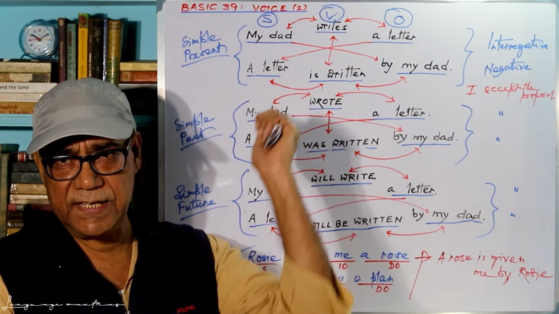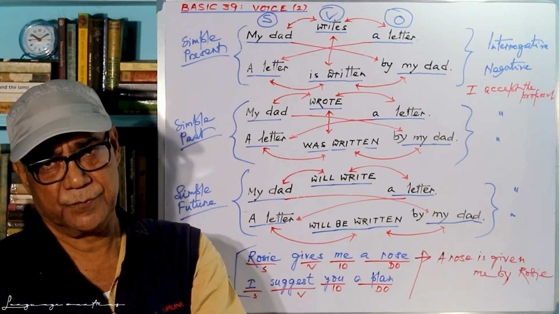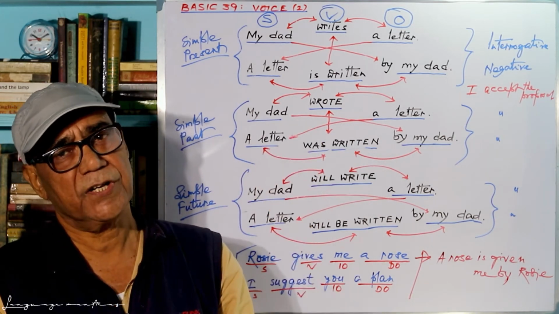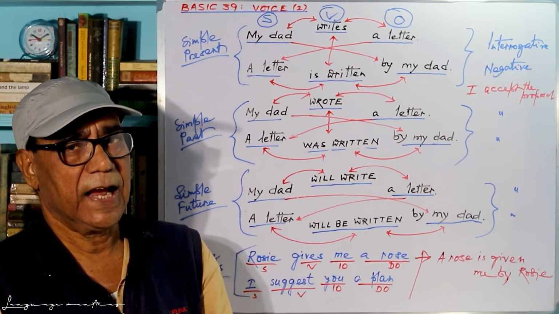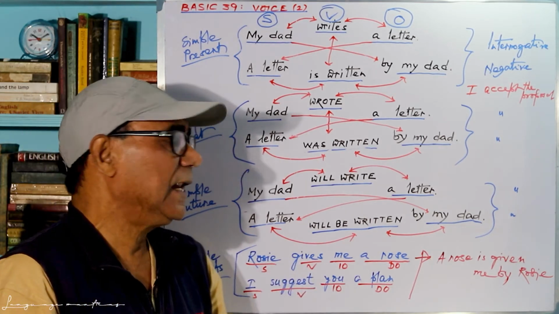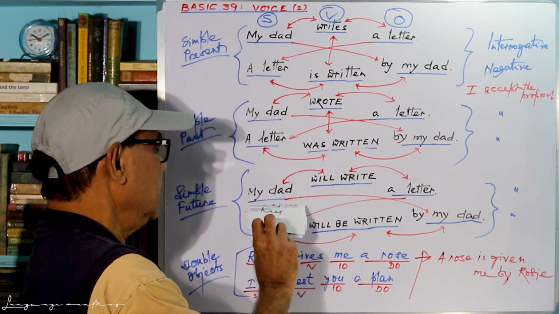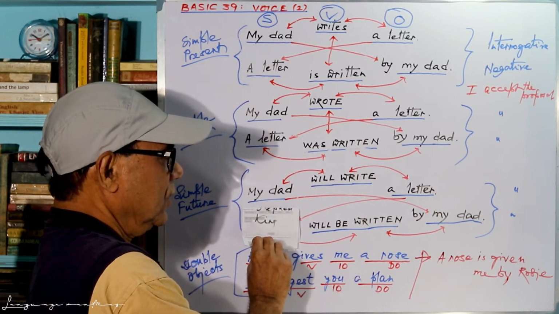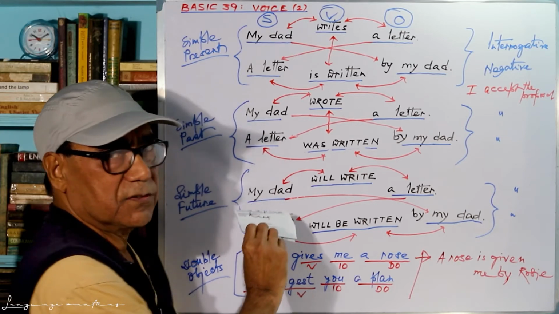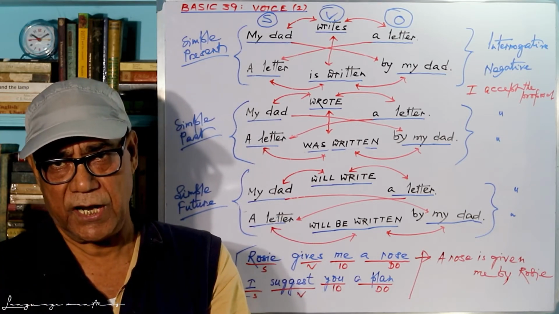In the first case it is a letter is written. In the second case, this is past tense, a letter was written. And in the future tense it becomes a letter will be written. So again see the question, a letter, hide it. What will be written by my dad? A letter will be written by my dad.